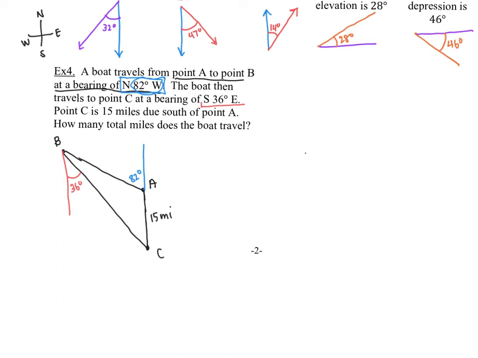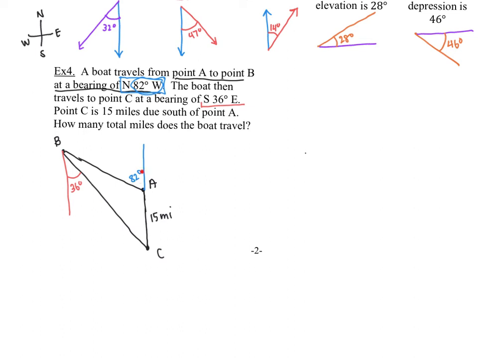So it looks like I need to find the entire perimeter of this situation. I need AB, I need BC, and I already am given AC. Now the problem is none of the angles they gave me are actually interior to the triangle, so I'm going to have to figure out some of these angles. Which one should I get first? I think I'm going to get the linear pair that's adjacent to 82 degrees first.